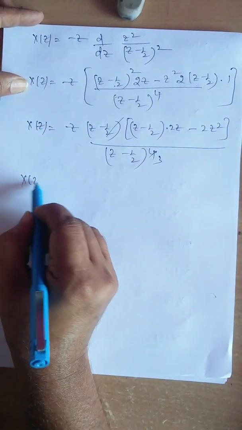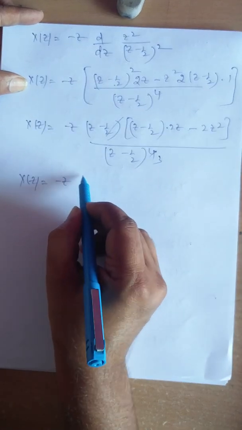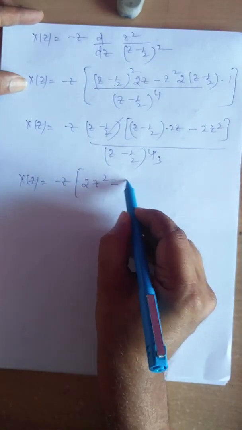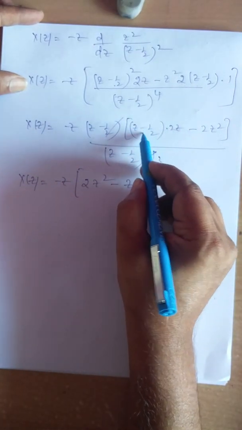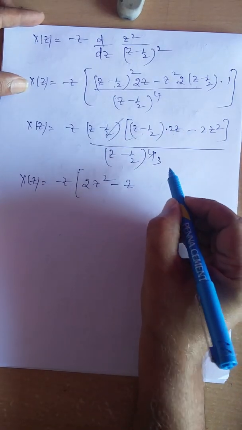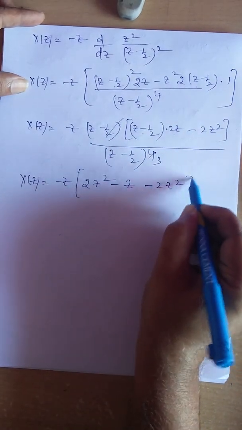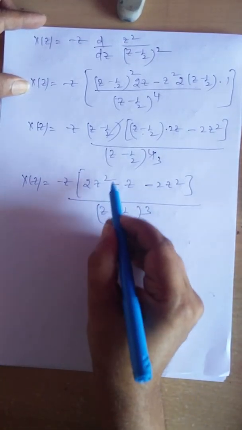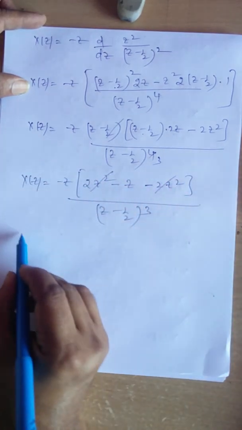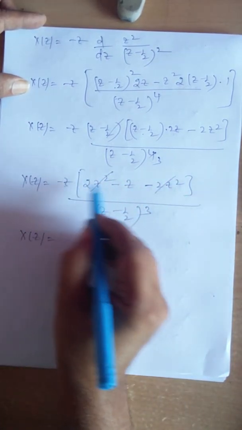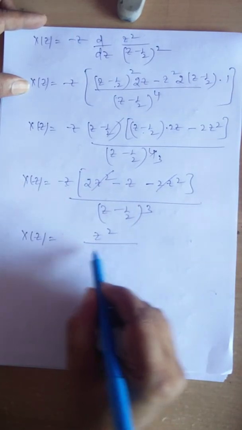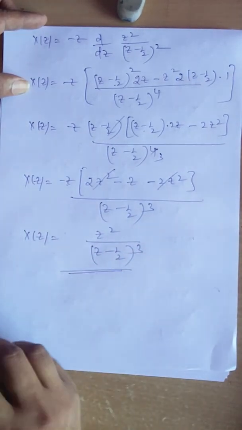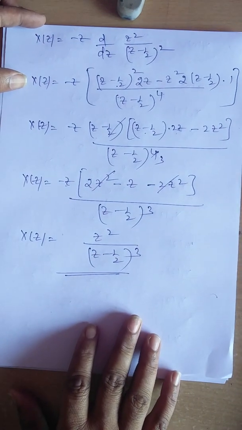That is x of z is equal to minus z into, multiplying these terms, 2z squared minus z, minus 2z squared in the numerator, divided by (z minus 1/2) to the power of 3. And these terms get cancelled. It becomes x of z equal to minus z into minus z, which is z squared divided by (z minus 1/2) to the power of 3. This is the final answer. This completes the three problems. Thank you.